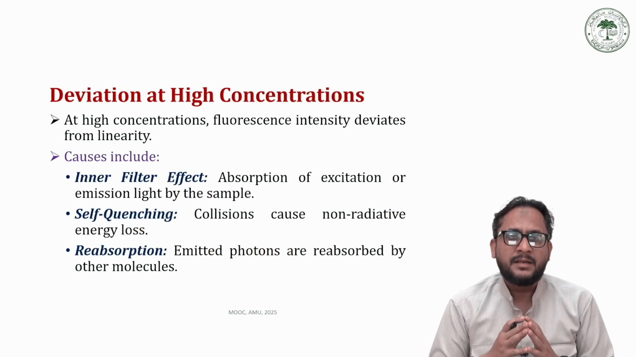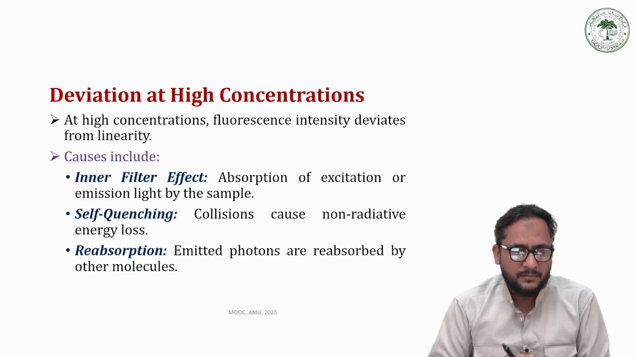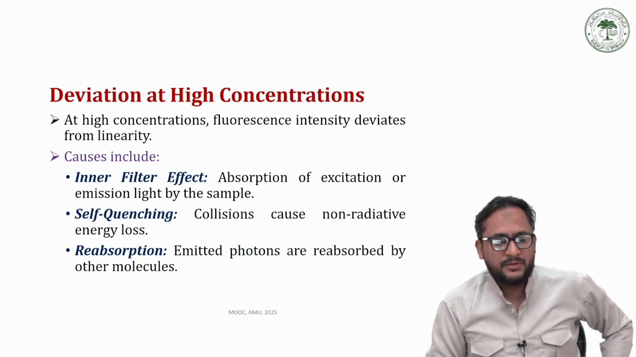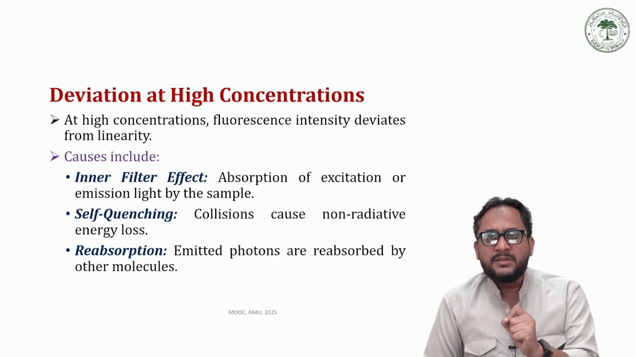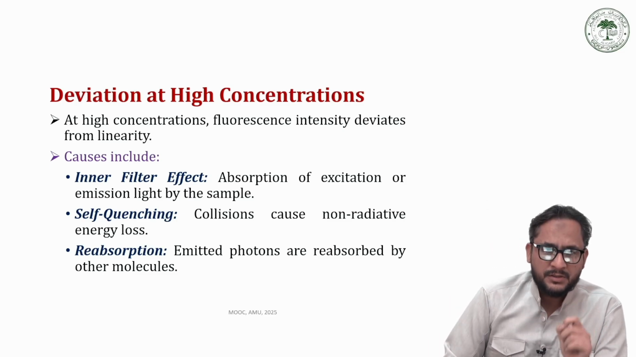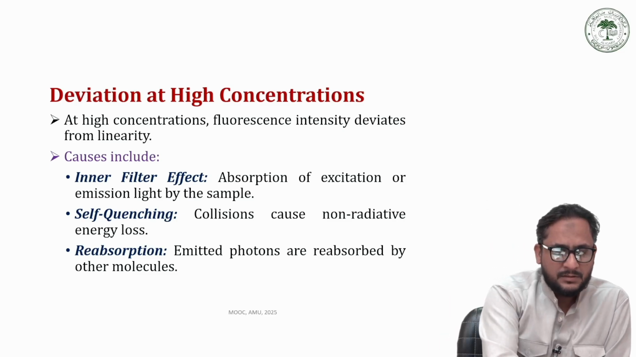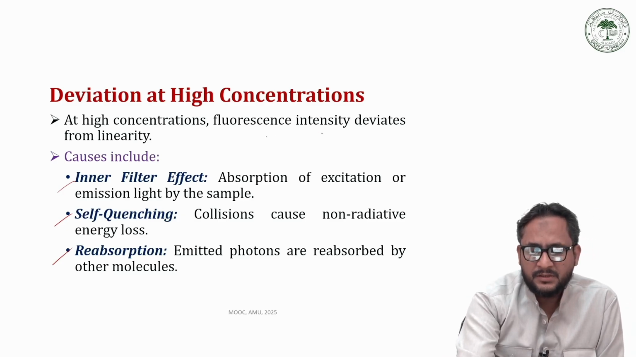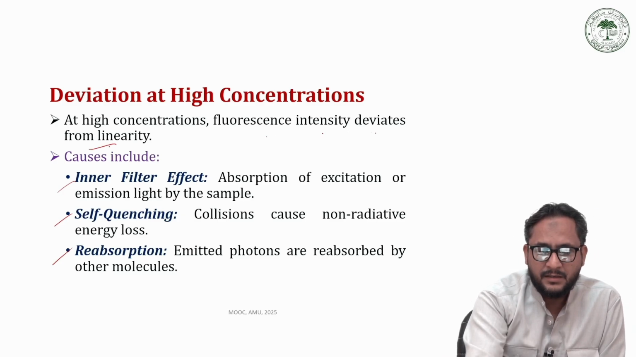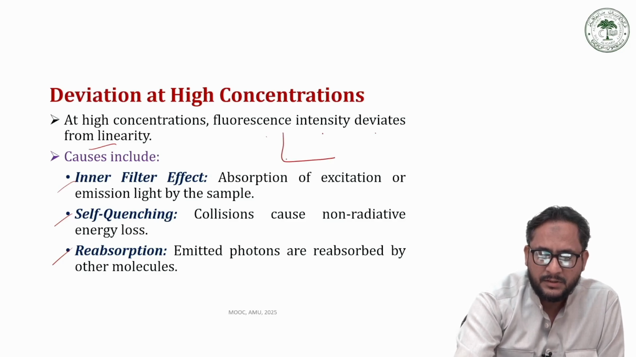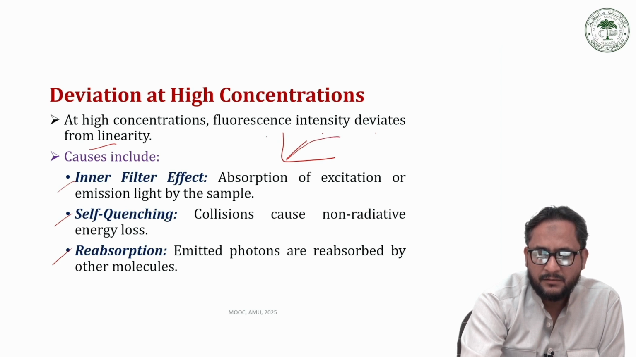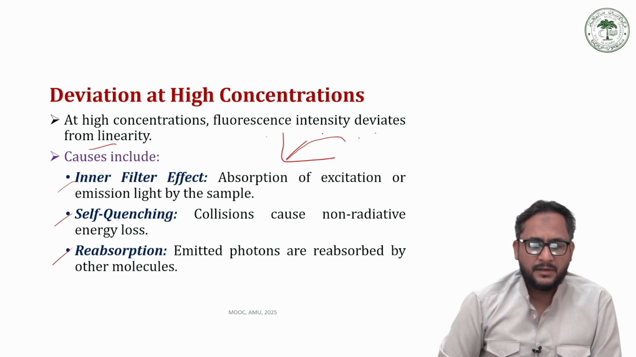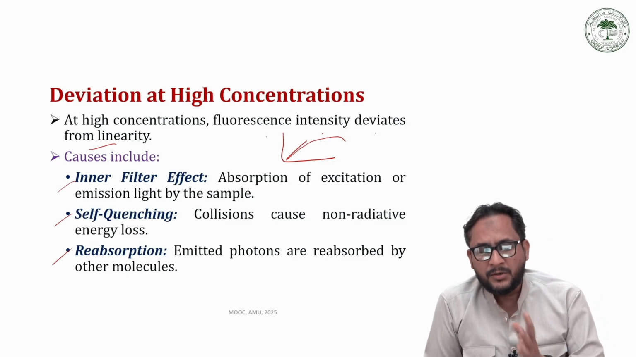Now what happens at high concentration? What is actually happening at high concentration? Since we observed deviation at high concentration, there must be some reason for this deviation. The reasons are given here. At high concentration, fluorescence intensity deviates from linearity. At low concentration it is linear, but at high concentration it moves from linearity, becomes constant, and at very high concentration it decreases as well. There are three possible reasons.